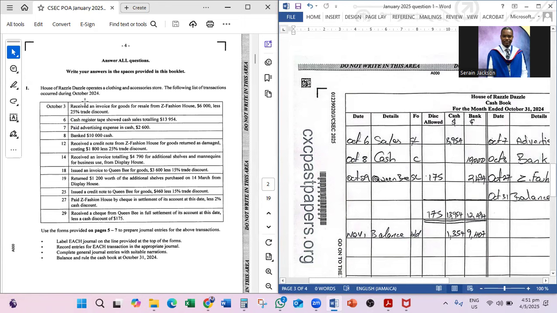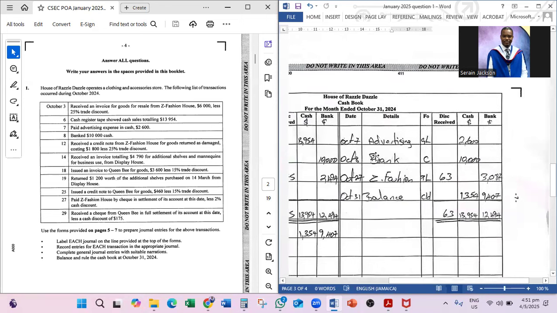So October 6, sales general ledger, 13,954 in the cash column. Remember to put in the dollar signs. Number 7, October 7, sorry. Paid advertising expense in cash, 2,600. Again, this is a cash book item because it says cash right there. You are paying advertising expense, which means that it will be on the credit side in the cash book.